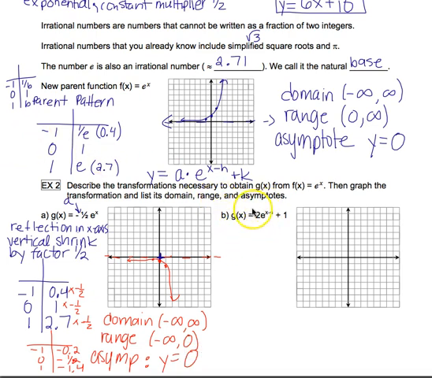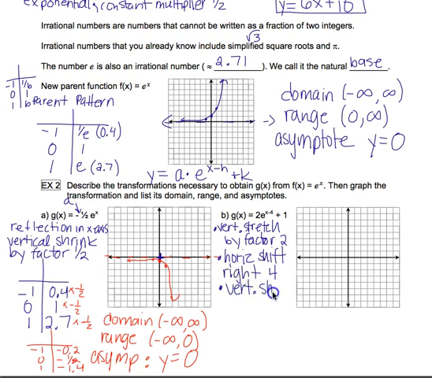All right, last one. Describe the transformations first. So this 2 out in front here, it's not negative, so no reflection. And since 2 is bigger than 1, this is a vertical stretch by a factor of 2. Then this -4, that represents a horizontal shift. And because it's negative, that's moving to the right. So right 4. And then this is a K value, it's positive. So this is a vertical shift, up 1.